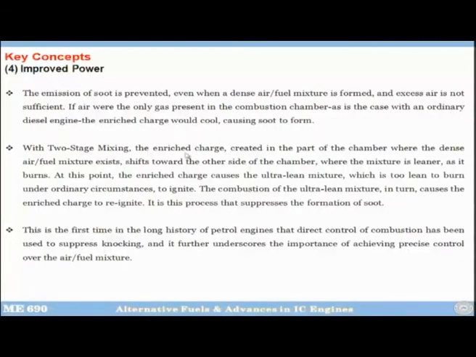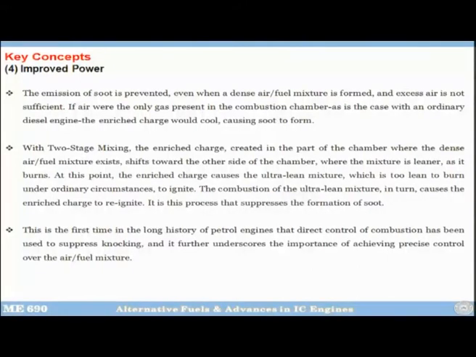With two stage mixing, the enriched charge created in the part of the combustion chamber where the dense air fuel mixture exists shifts toward the other side of the chamber where the mixture is leaner, because of thermophoretic forces. As it burns, the enriched charge causes the ultra lean mixture, which is too lean to burn under ordinary circumstances, to ignite. The combustion of ultra lean mixture in turn causes the enriched charge to reignite. It is the process that suppresses the formation of soot.